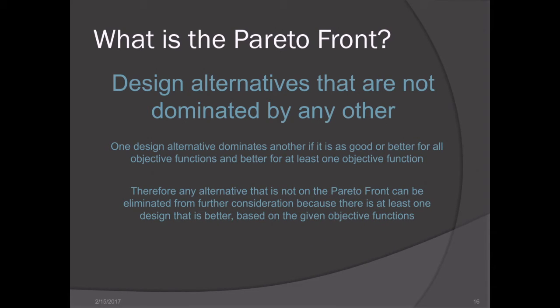Okay, what this gives us is it tells us that any alternative design that's not on the Pareto front can basically be eliminated, because for any of those values, you have another design point that is actually more optimal based on the objective functions that you gave it. So here are some of the advantages.